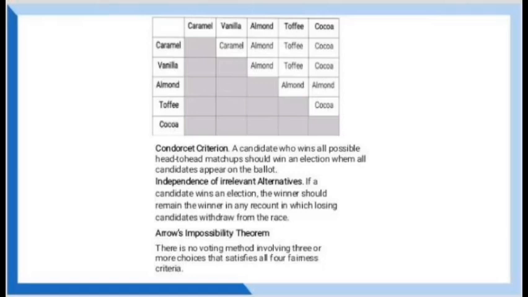Arrow's impossibility theorem: there is no voting method involving 3 or more choices that satisfies all 4 fairness criteria. Mr. Arrow, isa siyang tao na nag-prove na kahit sa anong method talaga, meron at merong hindi masasatisfy doon sa 4 na criteria na nabanggit, at tawag doon ay Arrow's Impossibility Theorem.